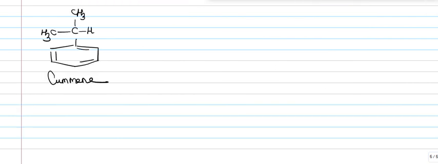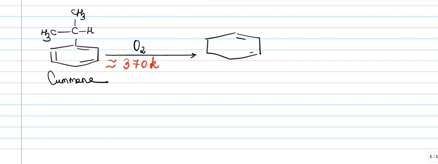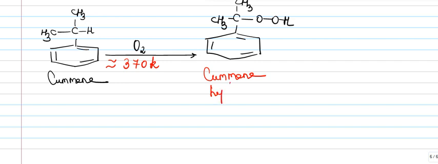So now, what is further done to cumene? Cumene is then treated with oxygen. This is what we call aerial oxidation, and this is done at a temperature of around 370 kelvins. And this may give us a product which is called cumene hydroperoxide. This cumene hydroperoxide is subjected to some rearrangement, and this is done under dilute acidic conditions.